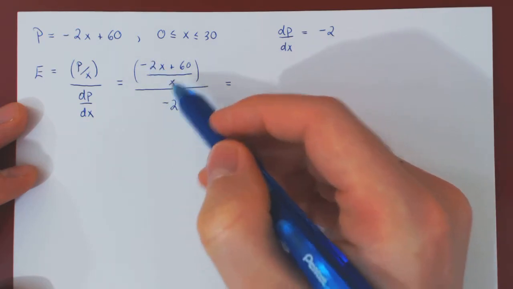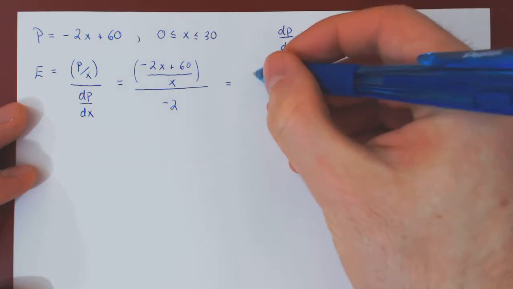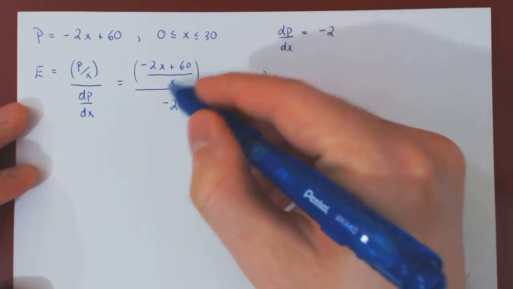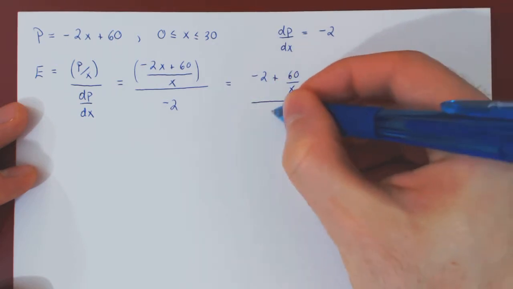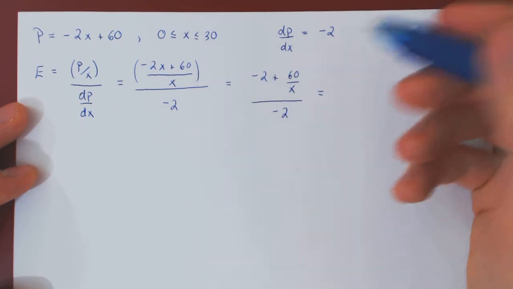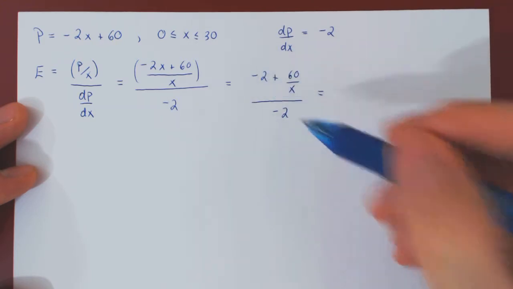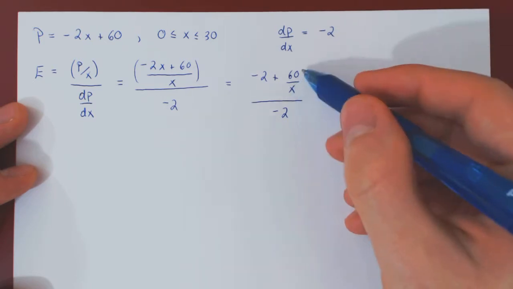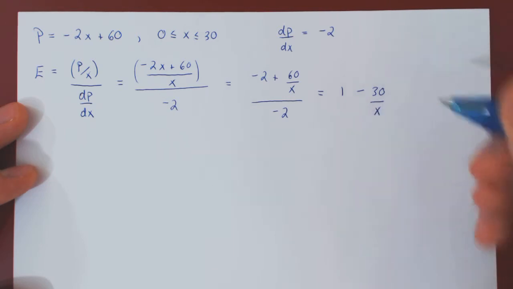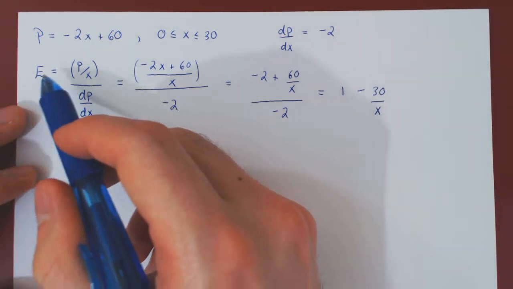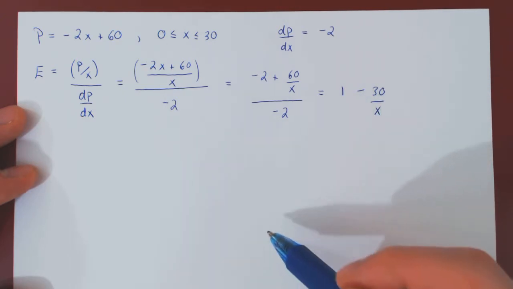So let me first divide through the numerator here by X. So negative 2x over X is negative 2 plus 60 over X. And this is all over negative 2. And once again, let me divide both terms on the numerator by negative 2. So negative 2 over negative 2, positive 1. 60 over negative 2, negative 30. So we have the price elasticity of demand given as 1 minus 30 over X.